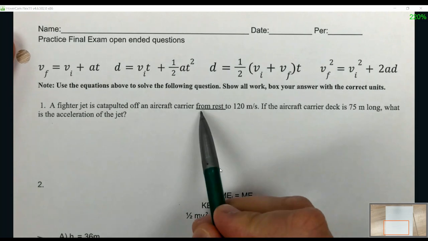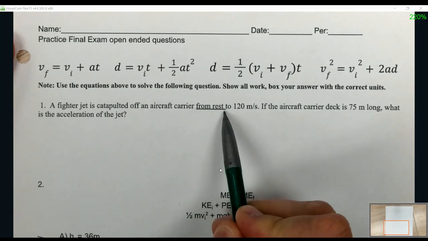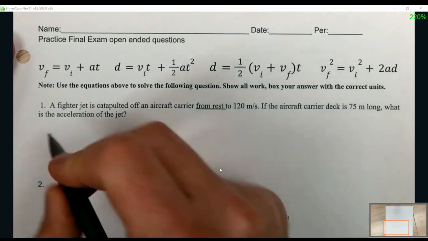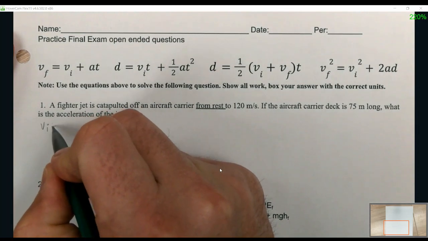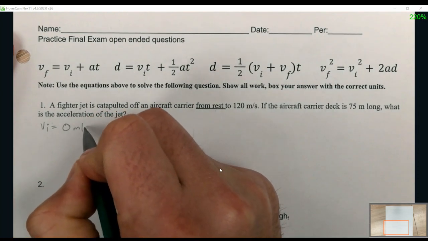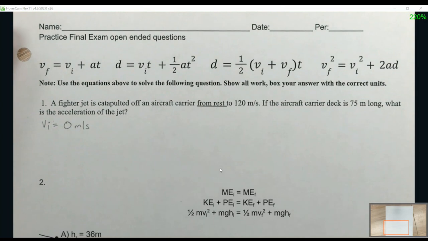Okay, so when they tell you they're starting from rest, that means your initial velocity is zero because you're starting from rest. If a problem says you come to a stop, then your VF, your final velocity, would be zero.